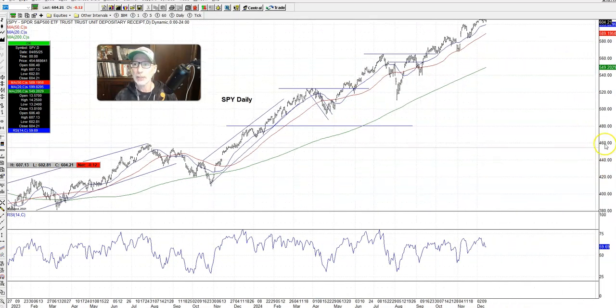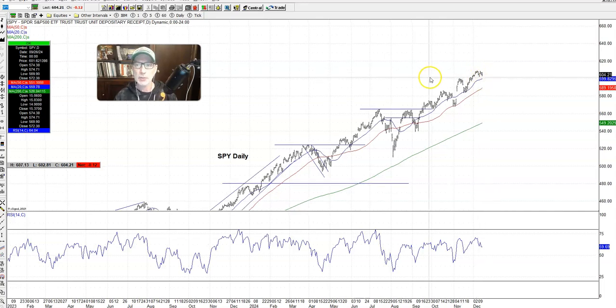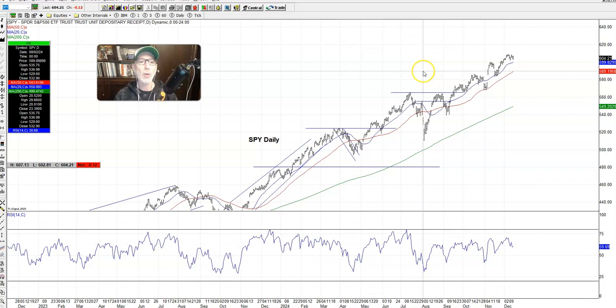So where are we right now? Here's the SPY, S&P 500, all-time new highs just this past week. So the market is doing well. The market is going up. We're at the most bullish period of the year. The end of each year is very bullish.